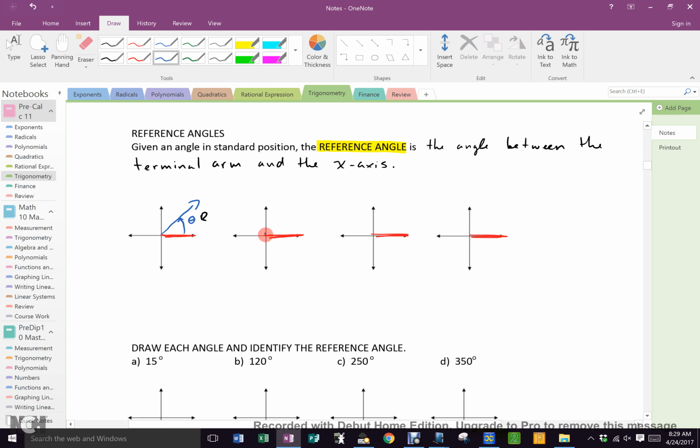All right, now we're going to do one of these for each quadrant. This one is going to come out this way with my terminal arm. Where is theta? On the right or the left of my terminal arm? On the right. This is theta over here because I start at zero and I go up. This is my reference angle because the terminal arm is closest to this x-axis. Is everybody good? Yes? Okay.